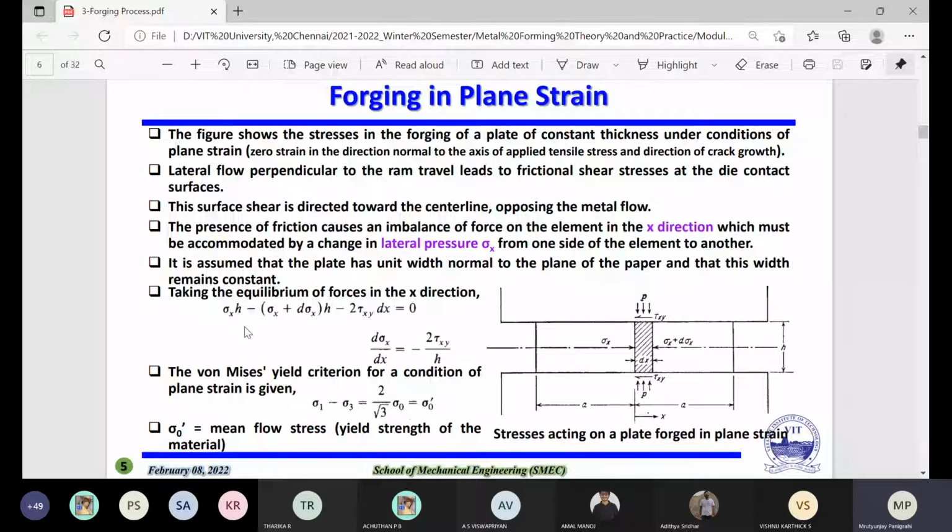So if this first equation is clear, then from this equation, can you derive this one? d sigma x by dx equal to minus 2 tau xy by h. You have to just move this one to the right hand side, or maybe left hand side. This total part you can move to the right hand side. Okay, maybe I removed another 2-3 steps. Directly I put here.